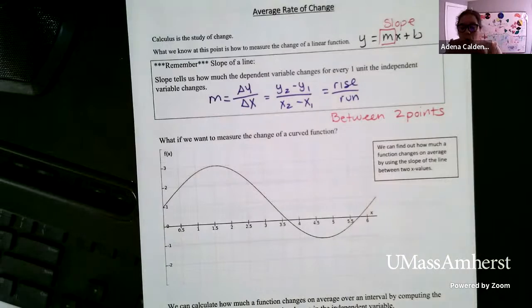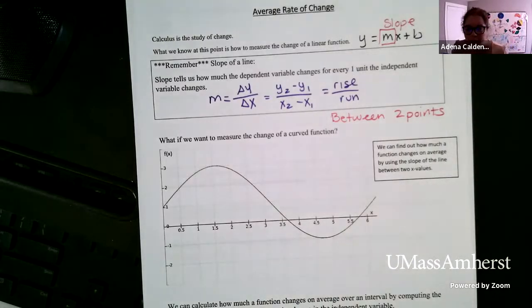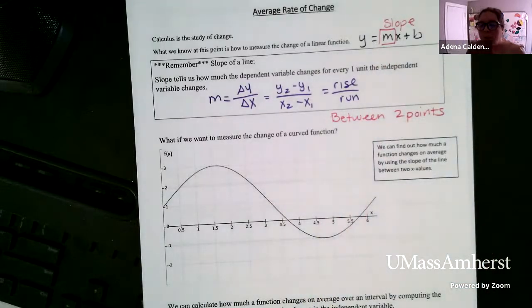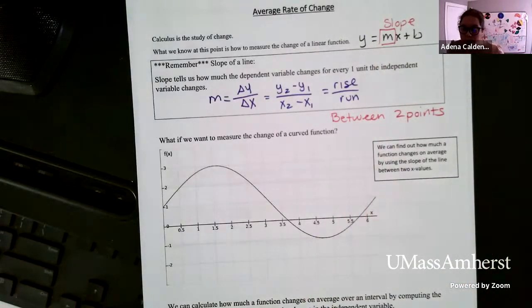function. And so what we're going to do is we are going to consider using a line to help us understand how much a curved function changes, because we know about lines, right? So we're going to use what we know to try to figure out what we don't know. So what does this process look like?